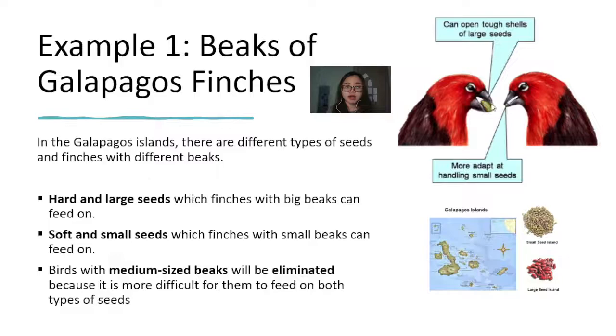Yang dia punya paruh besar, dia dapat makan benih yang besar dan keras. Kalau paruh dia kecil, dia boleh makan benih yang kecil. Okay, so those two have their own selection of food, but the medium-sized birds will have a hard time eating either the soft small or the large hard seeds.